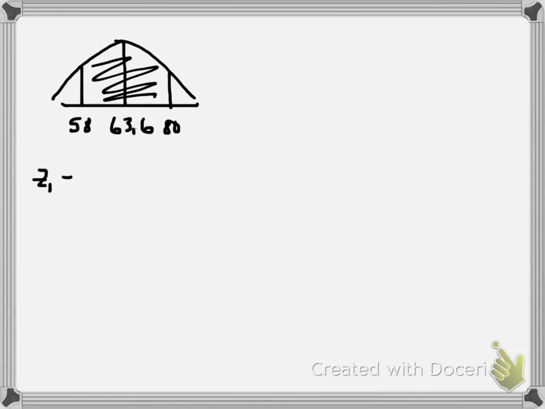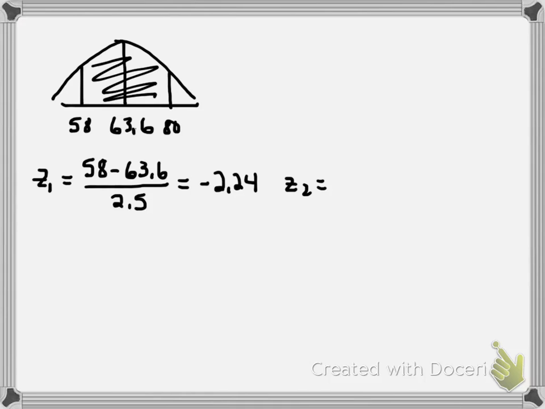So our first z-score, the 58 minus the mean, which is 63.6, divided by the standard deviation, which is 2.5. Working that out, you should get a z-score of negative 2.24. Finding the other z-score, we have 80 minus the mean of 63.6 divided by the standard deviation of 2.5, and that gives us a z-score of 6.56.